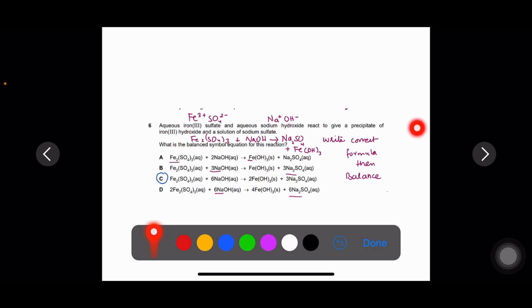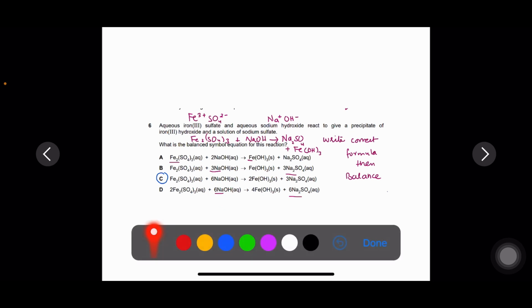So here I have shown you the charges of iron and sulfate. By crossover you will get the formula Fe2(SO4)3. Sodium hydroxide, when they react together they make sodium sulfate Na2SO4 plus Fe(OH)3 because this is iron 3, so it will make iron 3 hydroxide. After that you will go for balancing.